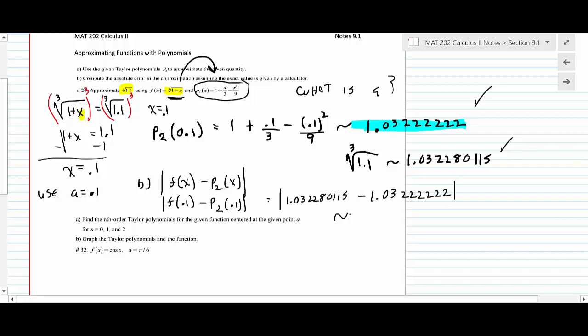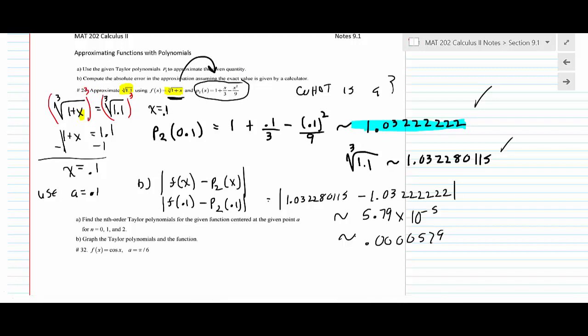When I did this, I think I got some scientific notation. If you put this on the calculator, I think you're going to get 5.79 times 10 to the negative 5. You can check me on that. Hopefully I did that right. So that's pretty accurate. In scientific notation, this is just moving the decimal to the left 5 places. So that's approximately what your error is, and that's a tiny error, isn't it? Just by going out to second order in the Taylor polynomial, you get pretty accurate. Does that make sense? This is not the hardest part of the section.